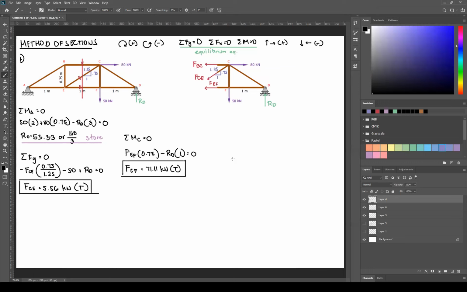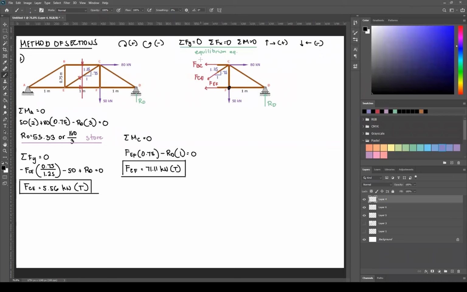Now, what if I required you to use moment again? Okay, you're not allowed to use summation of forces X. So can anybody tell me where should I take my moment now so that I can solve for FBC? Okay, someone said F. Only FEF passes through F. FCE does not pass through F at all. So not F.